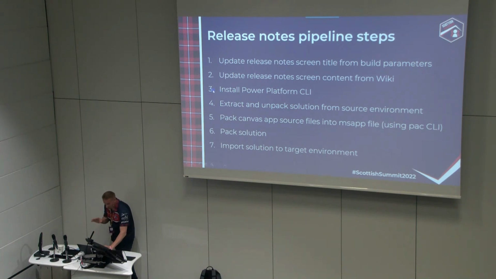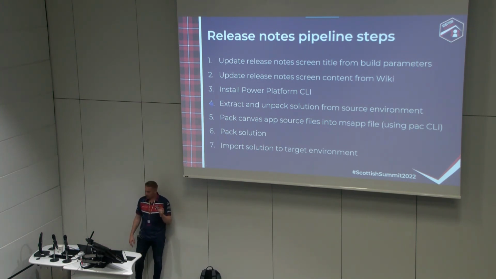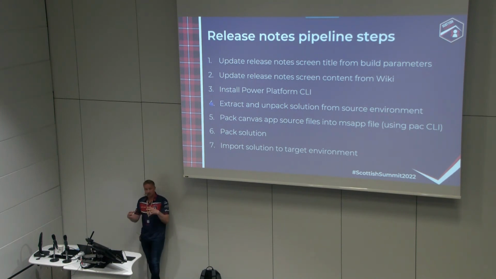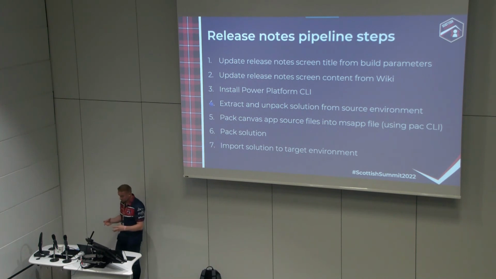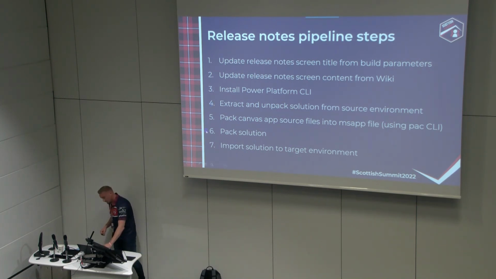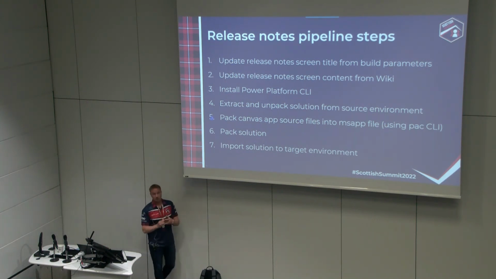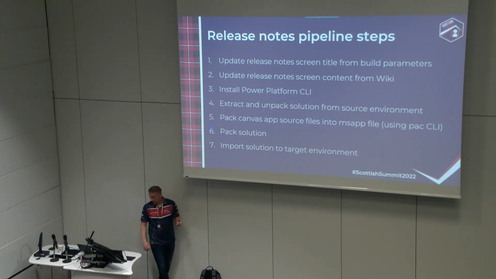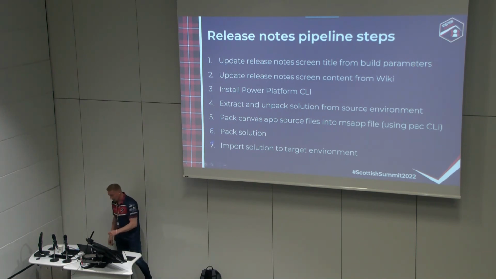So we install the Power Platform CLI, and then we extract the solution where that Canvas app is contained in my development environment. We take that solution out and extract it, unpack it on the agent. Now we have unpacked version of that solution on the agent, and the next step is to pack the modified Canvas app source code files into MSAPP file and put that file into that solution folder on that agent. After which we can pack the solution and import the solution to the target environment.